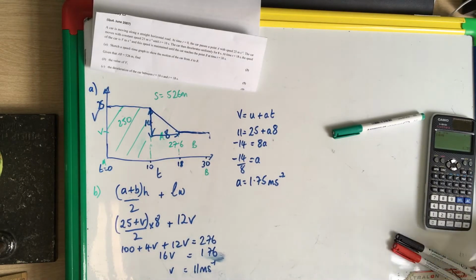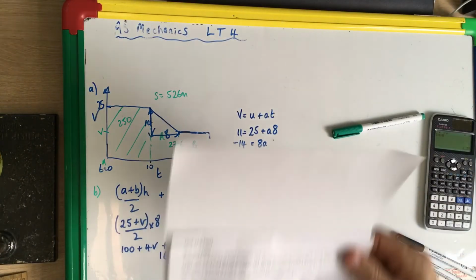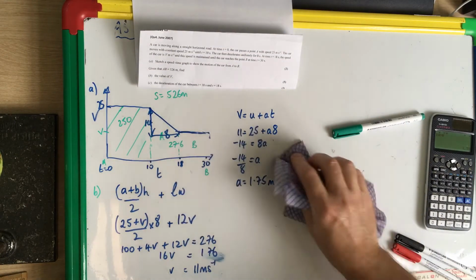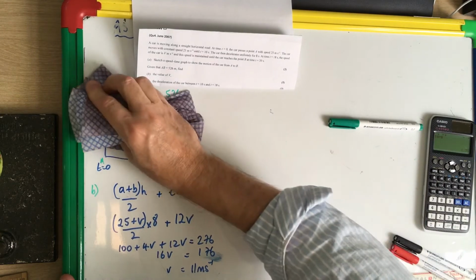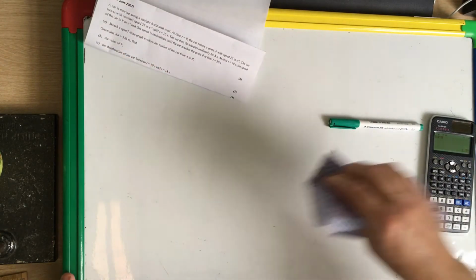Where's my board rubber? What have I done with that? Lost my board rubber. Oh, it's over there. Okay, let's get rid of that. Sorry about the state of my graphs. It's much better being in my little office study at home.